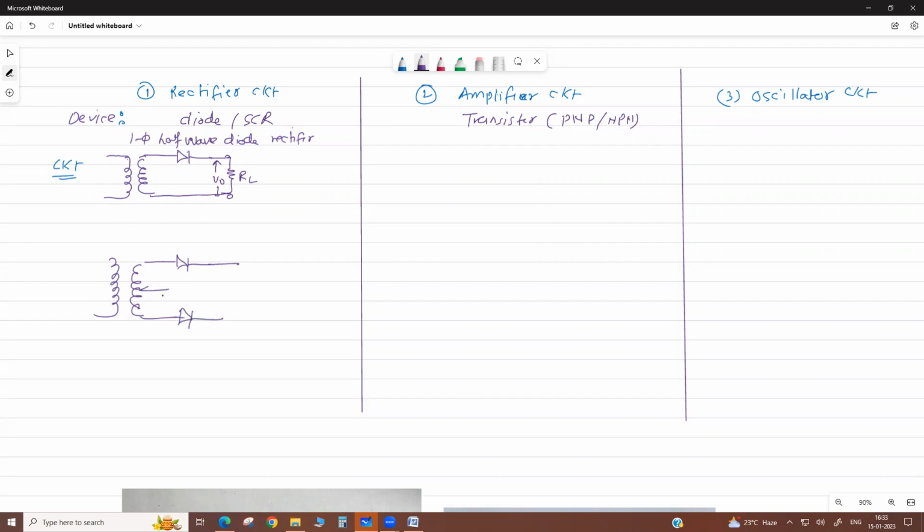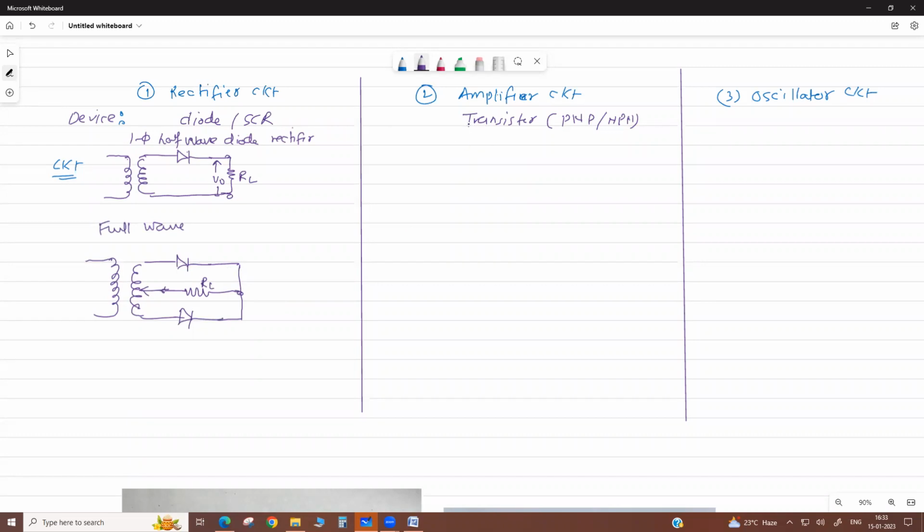This is your diode, with the full wave with the two diodes. So this is your load resistance. So it is full wave. Okay, these things are okay. The bridge rectifier you can also draw.